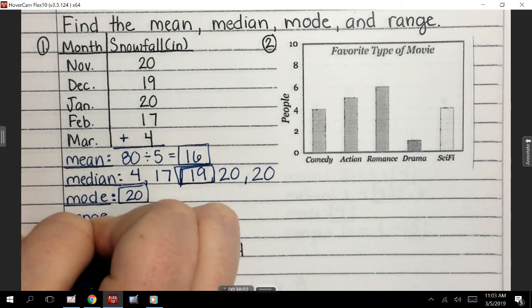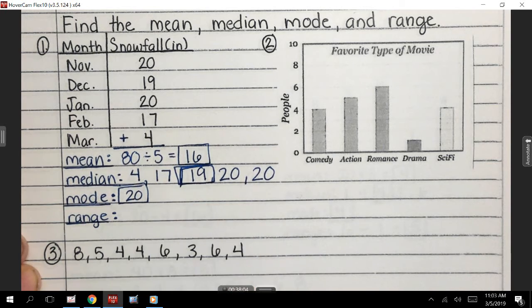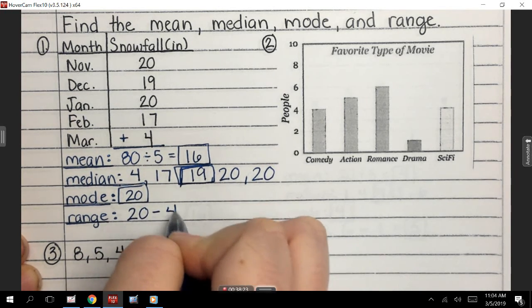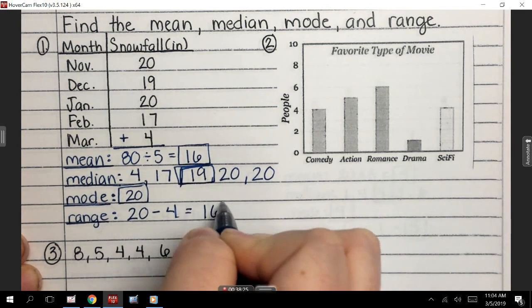Looking back at that definition, what does it tell me to do for the range? Kenna? How far apart the numbers are? Okay, and what does it tell me to do underneath that? The largest number minus the smallest. So what was the biggest number here, Owen? And the smallest? So we're going to do 20 minus 4, and that gives me 16.